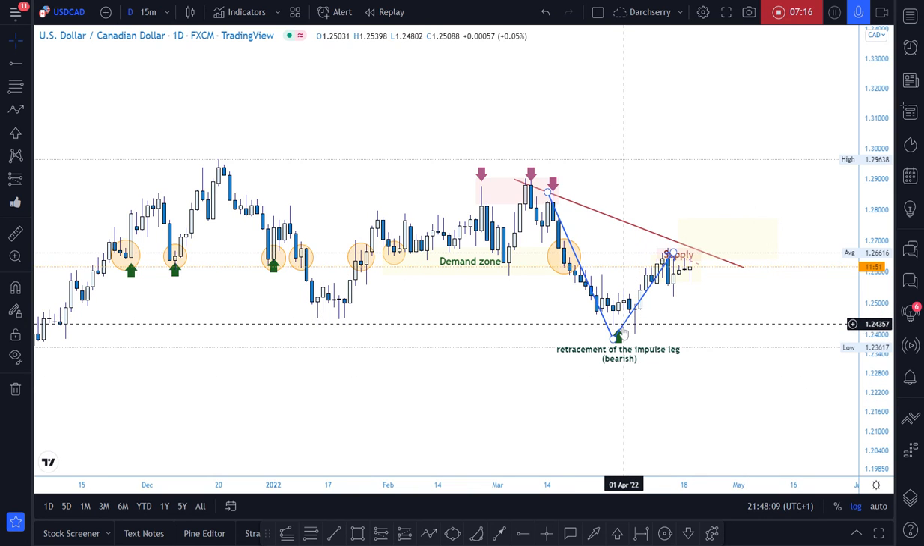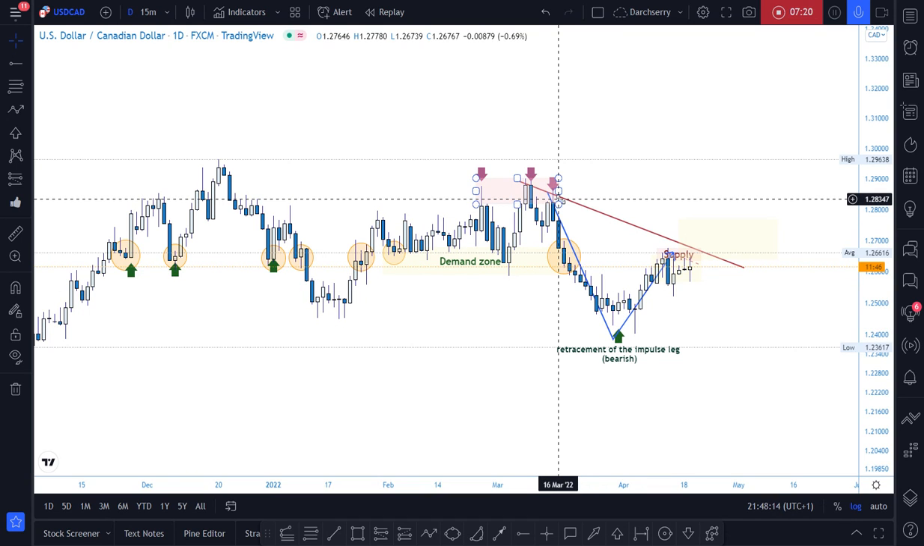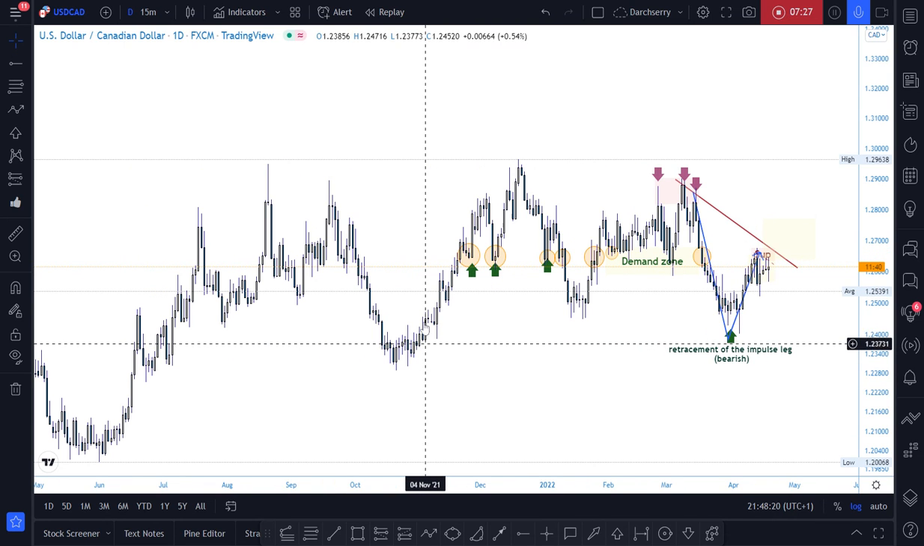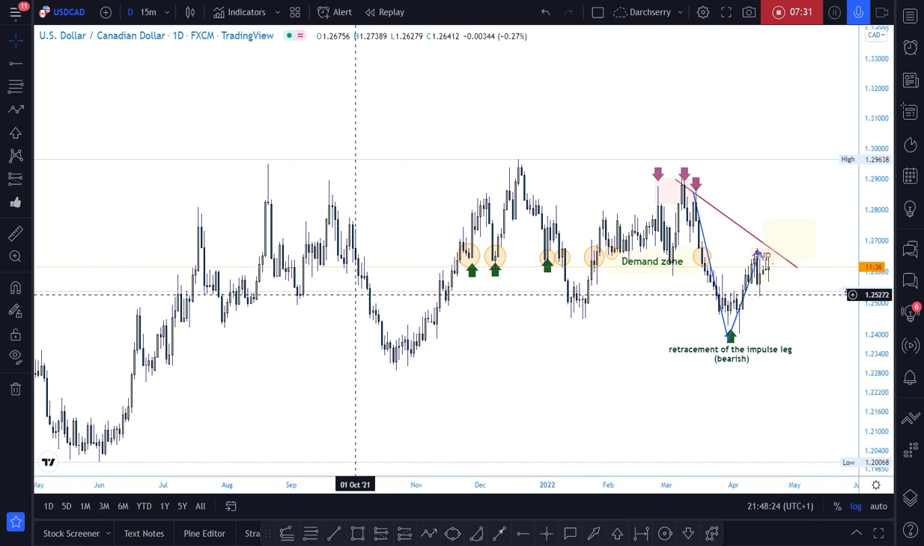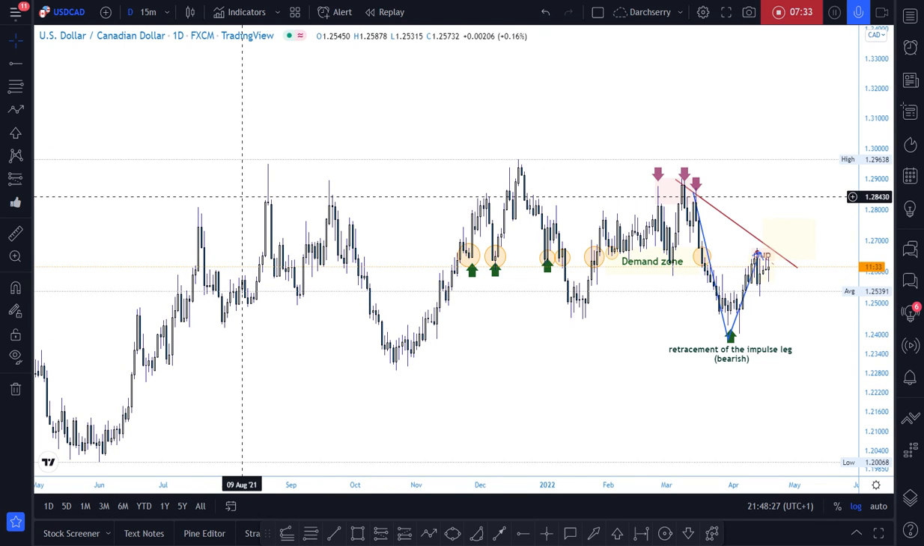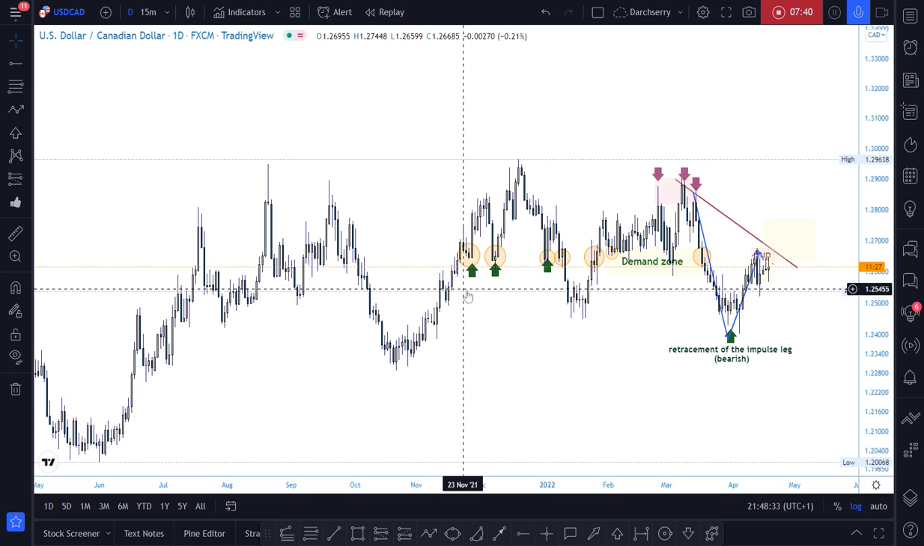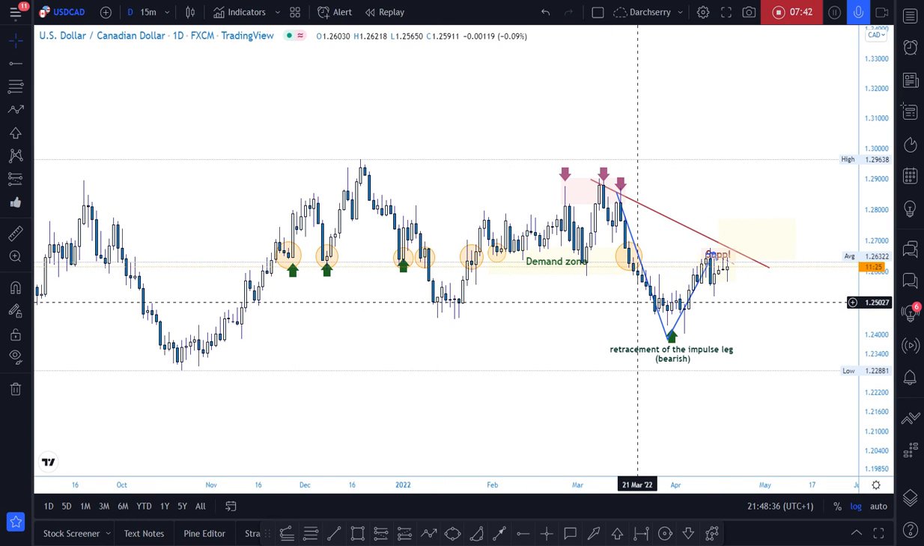Because of the previous impulse leg we had is bearish, that's number one, and then number two, the bearish trendline we're looking at. If we look at what has been happening in the past, it appears price has been consolidating for some time, and anytime price gets to above the 1.28 area, we normally have a bearish momentum. And because of those three major points, I want to take a bearish perspective on this one.